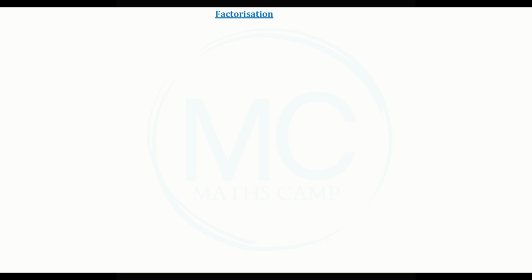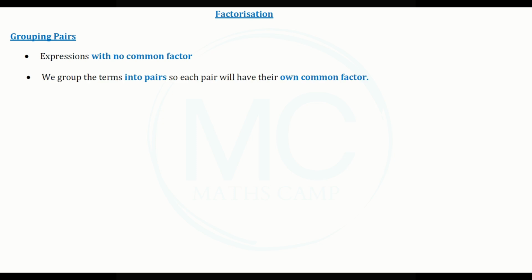Hi, in this video, we are going to look at how we factorize by grouping pairs. Now, in previous videos, we have said that the first step when factorizing is to find a common factor. But what do we do with expressions that have no common factors? In cases like this, we group the terms into pairs, so each pair has its own common factor. Please remember that in order to factorize by grouping pairs, the expression must have at least 4 terms.